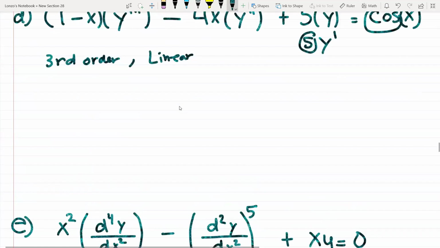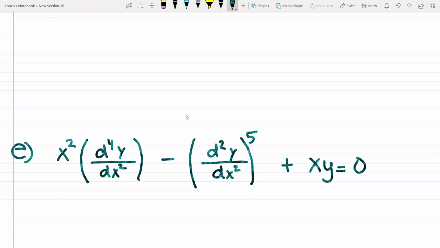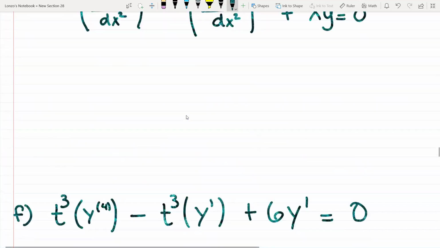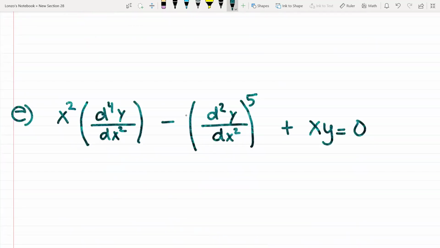Okay, let's move on. There are two more, so let's look at E. This is the fourth derivative. This is to the power of 1. So what would be the order? The highest derivative is this one. This one, don't worry about. This is to the power of 5. This is the second derivative, right? So this is the highest derivative, the fourth derivative. So this would be fourth order.